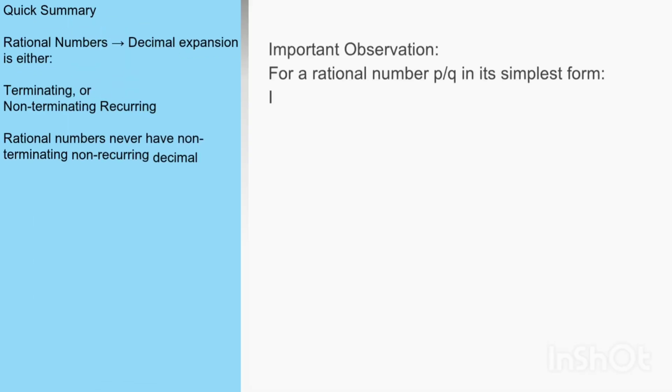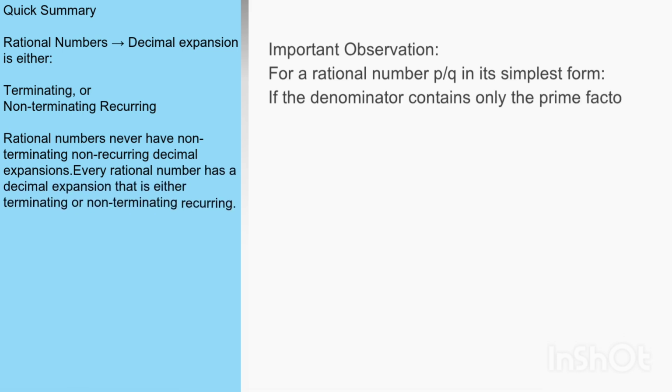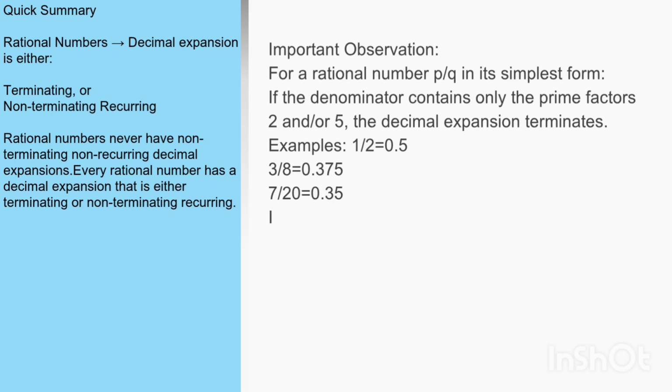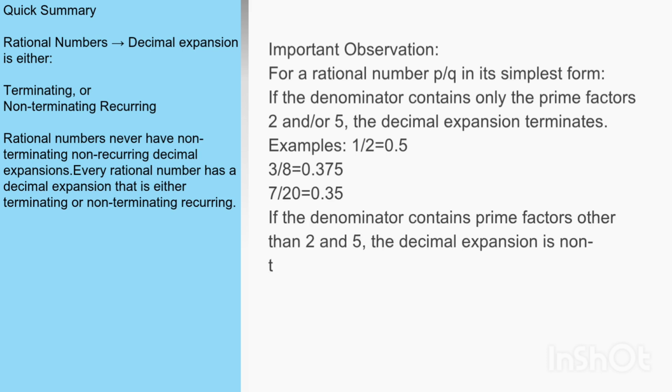Now an important rule: if the denominator of a rational number contains only prime factors 2 and 5, the decimal expansion terminates. If it contains any other prime factor, the decimal expansion becomes non-terminating but recurring.